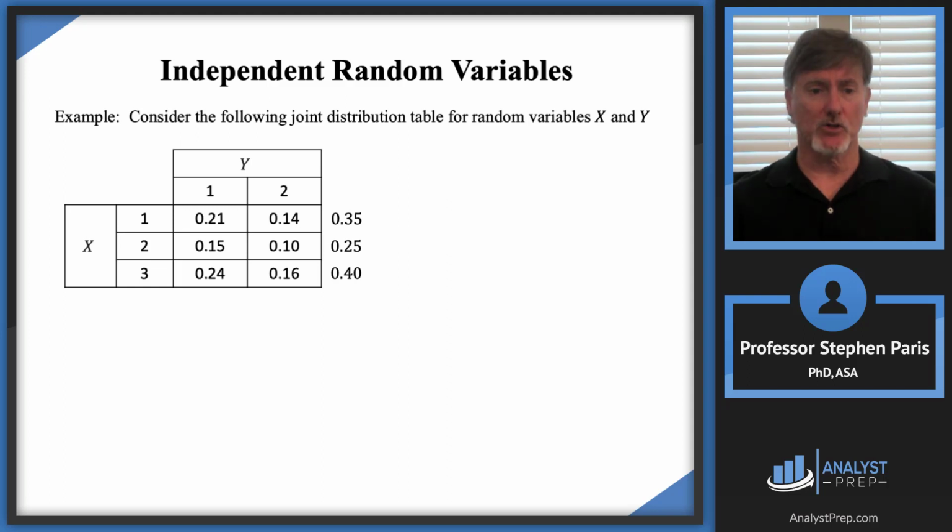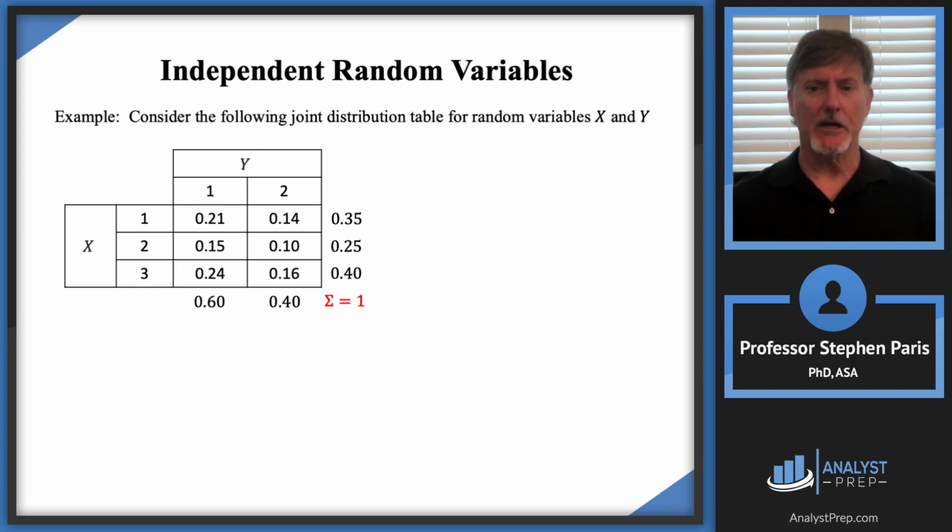And then I can look at marginal probabilities for cap Y. Cap Y could be either a 1 with a probability in the margin there of 0.6 or a 2 with a probability of 0.4. Notice that the probabilities that I'm going to use for the marginal distribution for X add up to 1. The probabilities for the marginal distribution for Y, the 0.6 and the 0.4, add up to 1. So everything's good here.